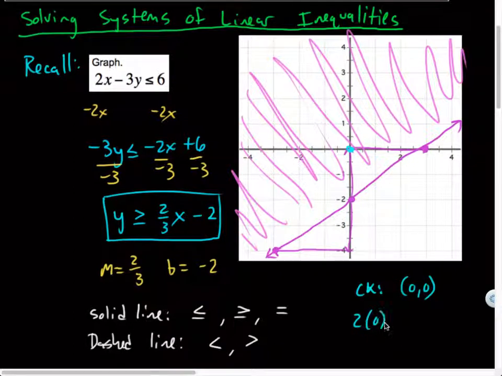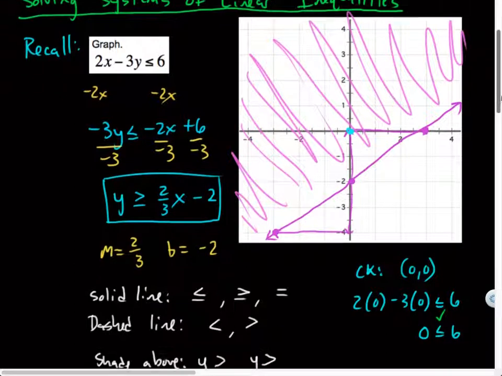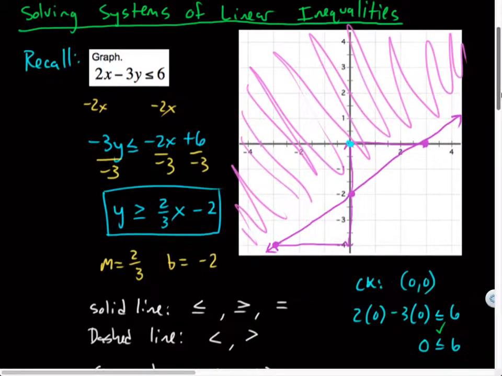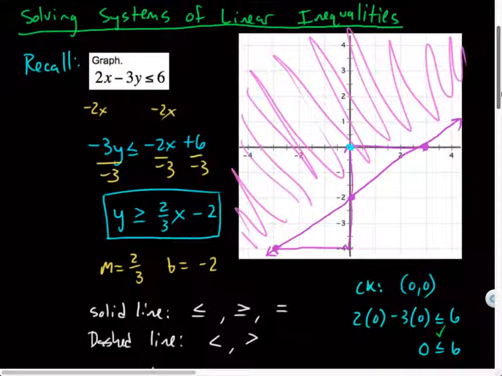2 times 0 minus 3 times 0. Is that less than or equal to 6? Is 0 less than or equal to 6? Is that true? Oh yeah, that's definitely true. So it does appear as though, unless I made other mistakes, I did shade in the correct direction. So that's our little recall there on graphing a single inequality.